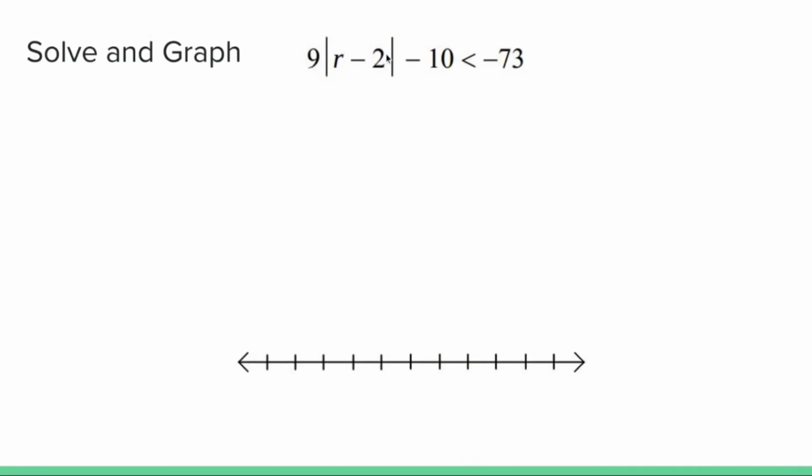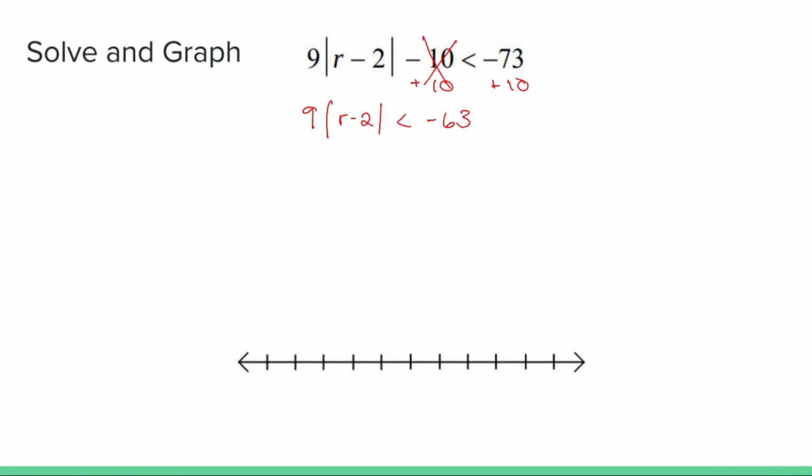We have ourselves an absolute value inequality. Whenever you have an absolute value inequality, the first thing you need to do is get the absolute value all by itself on the left. Well, it's not. In fact, we have two things to do to make that happen. So let's add 10, and that'll at least get rid of the negative 10. So 9 times the absolute value of r minus 2 is less than negative 63.